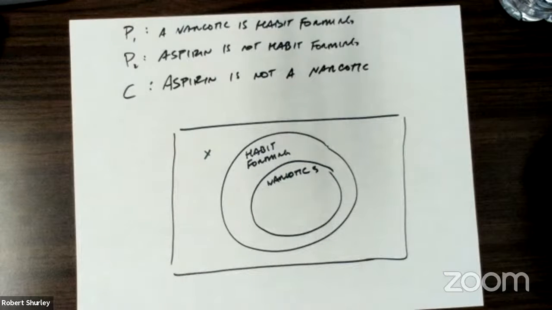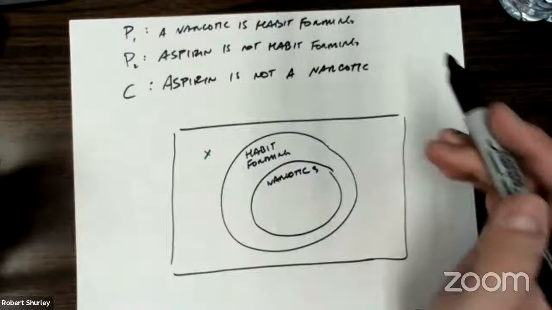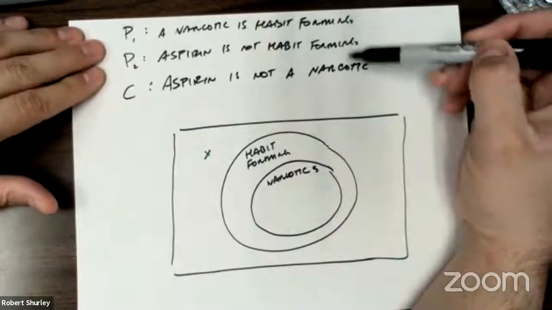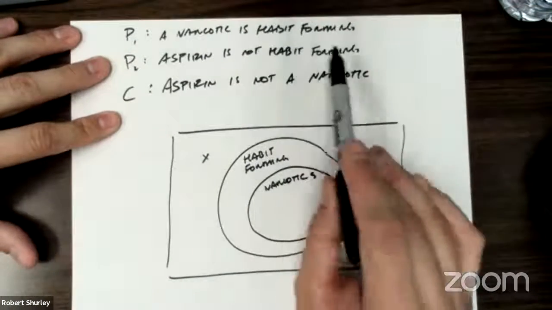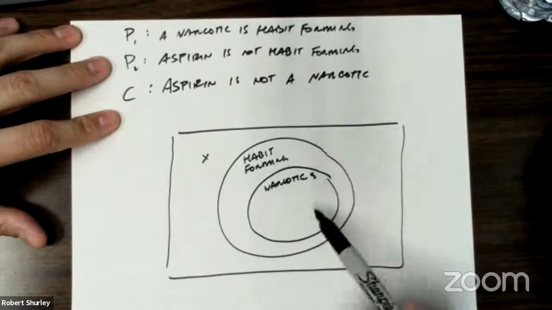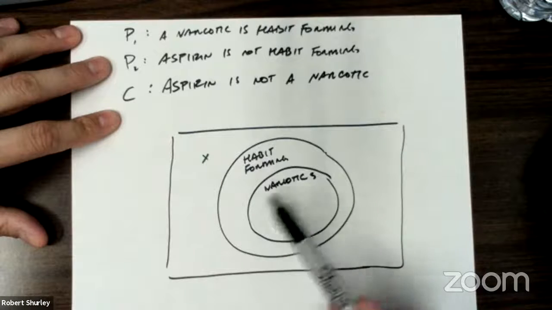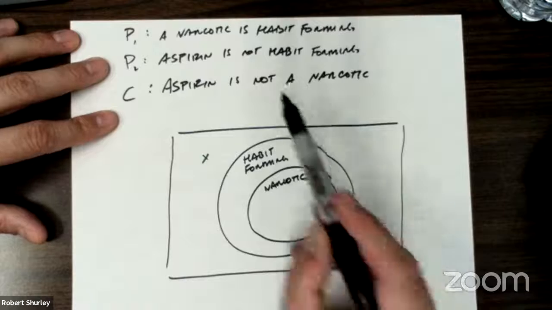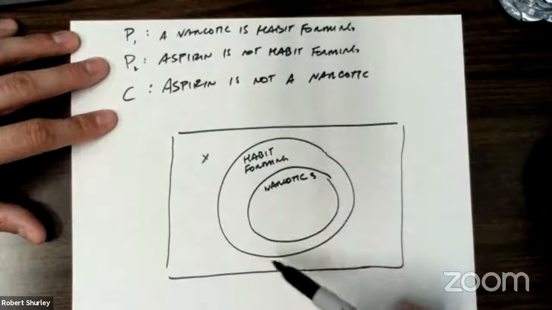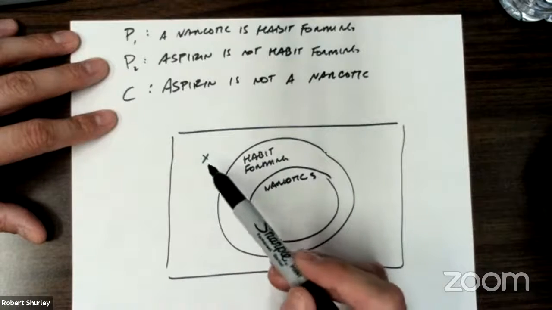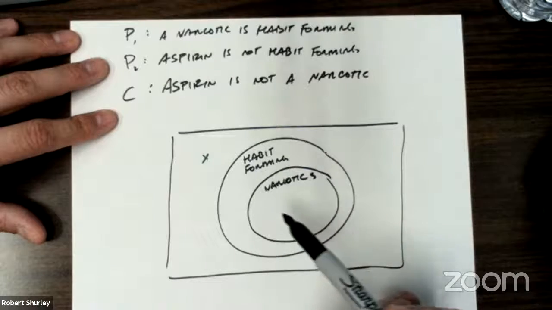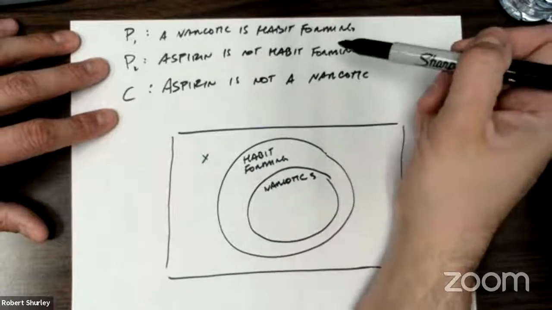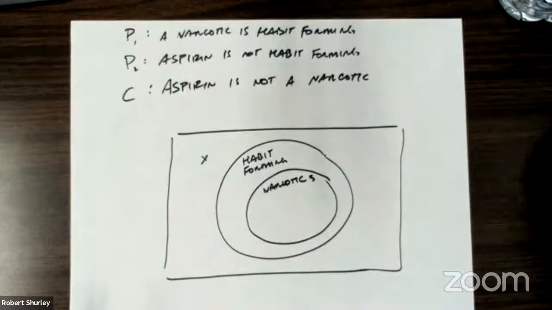Aspirin is definitely not a narcotic, but we can get there from these two premises, right? If a narcotic is habit forming, then it's in the habit forming bubble. It can't be in or out; it can't be both. It's got to be in. Aspirin's not habit forming, so it can't be in the bigger bubble. It's got to be out here. Therefore, there's no way for it to get into the narcotic bubble with these two premises, okay?